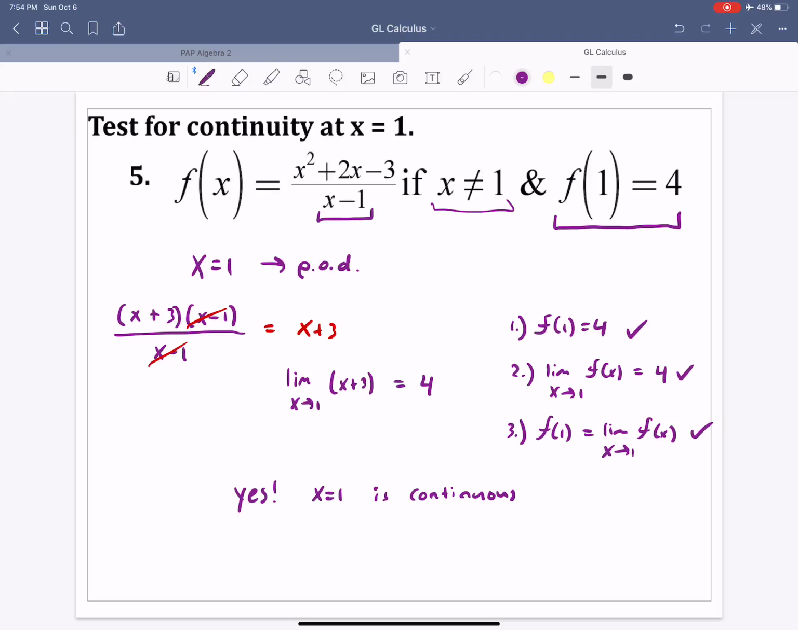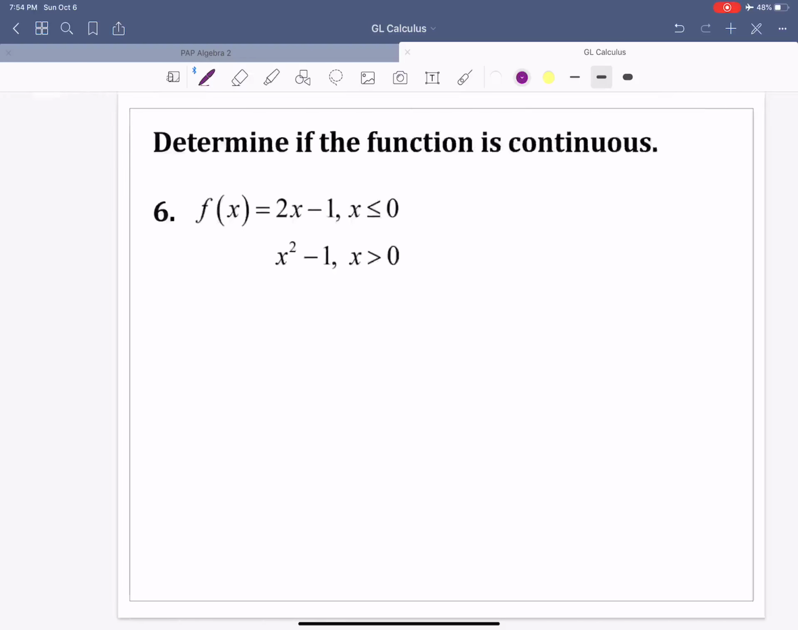That was deceptive. So this actually wasn't even a point of discontinuity. That was a little tricky. I'm glad we did that problem. That's one that you probably want to go back and look at again. It actually passed all 3 parts of the continuity test. That was a good problem. I like that one.